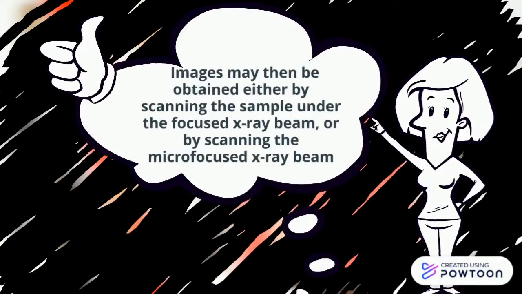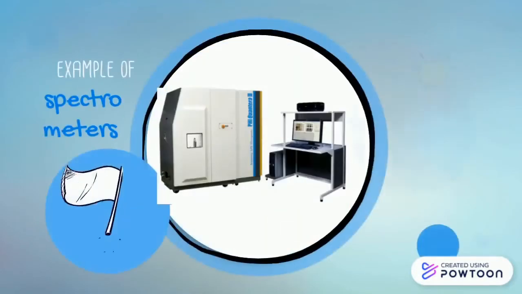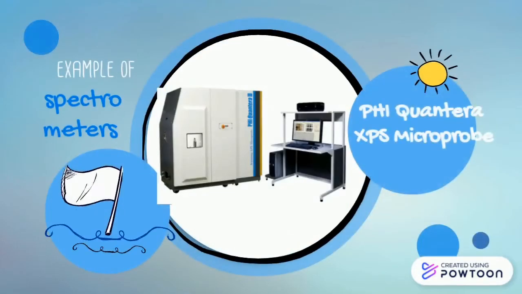Images might then be obtained either by scanning the sample under the focused X-ray beam or by scanning the microfocused X-ray beam. This is an example of the spectrometers that use this technique.